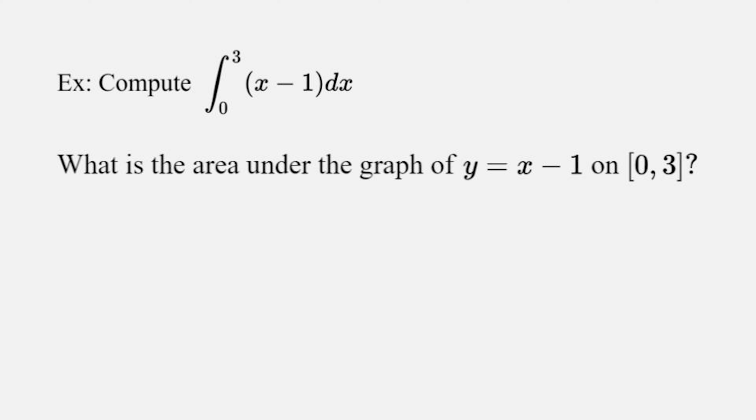Let's do another example, and let's compute the integral from 0 to 3 of x minus 1 dx. This almost looks like the same as the previous example, but notice that the lower bound is a different number. The lower bound is not 1, but 0. And let's see how this would affect the answer by once again looking at this on a graph.